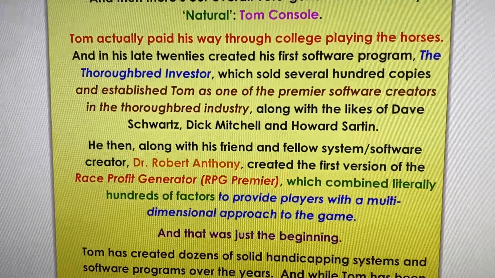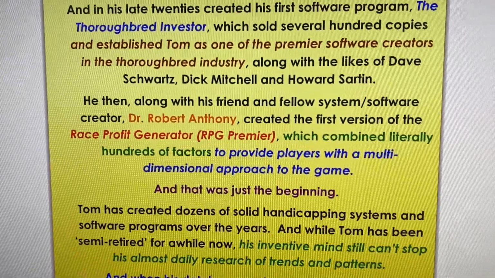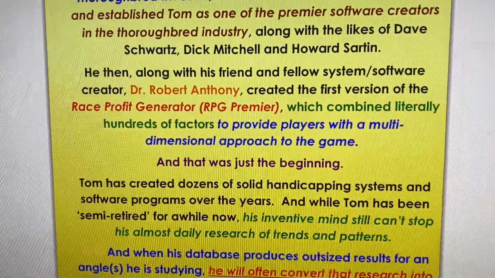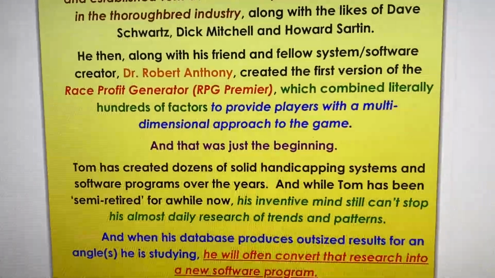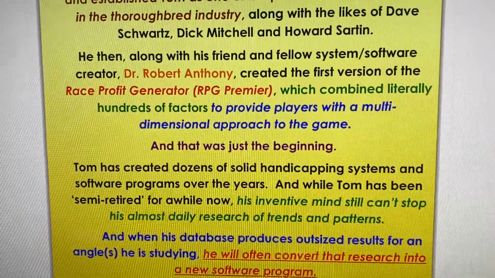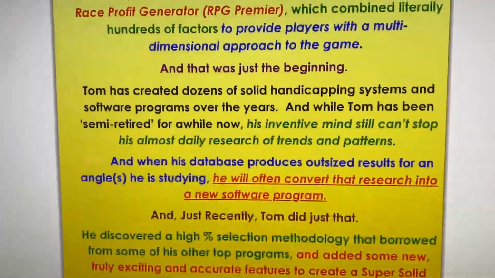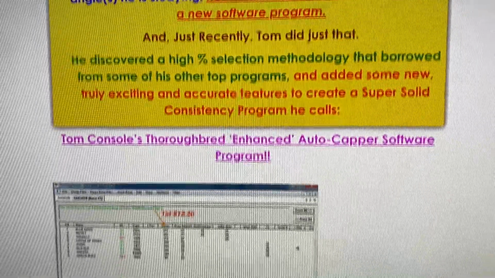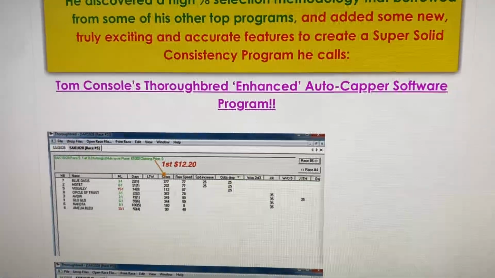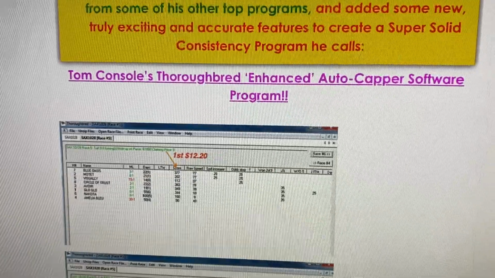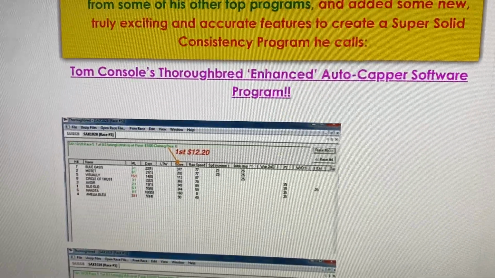He started developing software programs in the 90s along with Dr. Robert Anthony. Race Profit Generator was one of his first, and of course that's been enhanced since, but it's still a great, great program. But again, he doesn't come up with stuff that often. And today, what we're talking about is his most recent program. He calls it the Enhanced Auto Capper software.